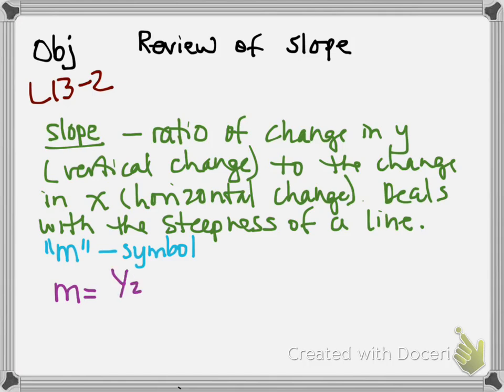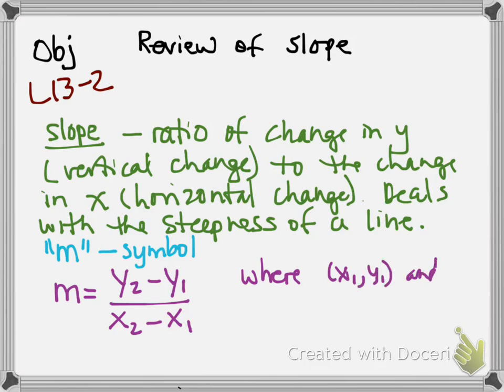What we do is we take 2 ordered pairs. Oops, sorry. We subtract their y's. That's the vertical change. And we divide it by the difference in their x coordinates, their horizontal change. So again, where (x sub 1, y sub 1) and (x sub 2, y sub 2) are points on the line.